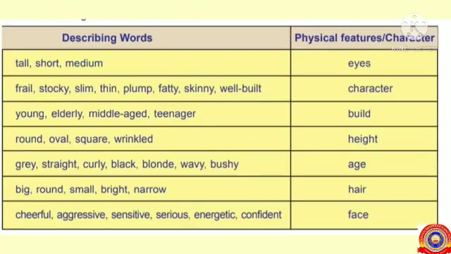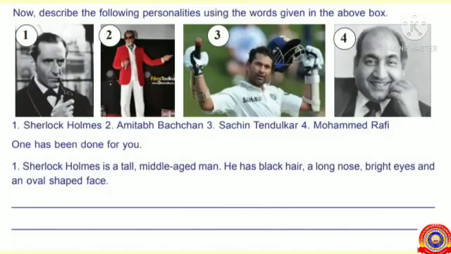Now look at the question. Now describe the following personalities using the words given in the above box. Who are those personalities? Yes, Sherlock Holmes, Amitabh Bachchan, Sachin Tendulkar, Muhammad Rafi, and one has been done for you. Sherlock Holmes is a tall, middle-aged man. He has black hair, a long nose, bright eyes, and an oval-shaped face. Students, these two sentences tell about his physical features.